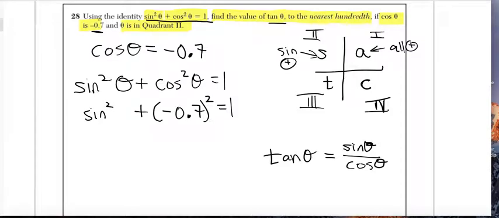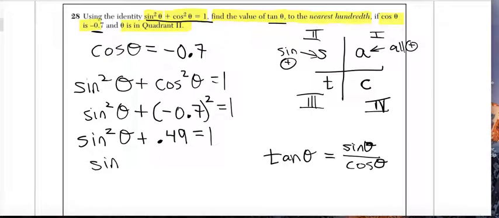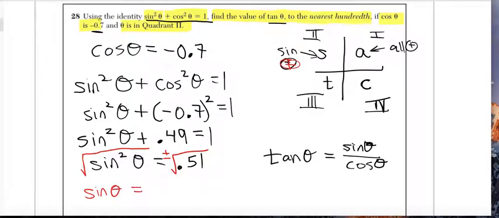All right. Now, what I want to do next is square negative 0.7, which if you were to put in the calculator, or if you know how to do it by hand, becomes 0.49. Okay? Then I subtract 0.49 on both sides of the equation. So I subtract it, and then 1 minus 0.49 is 0.51. Now, how do I get rid of the square? I have to take the square root. Usually we take positive and negative, but sine has to be positive in quadrant 2, so sine theta is going to equal positive square root of 0.51 in quadrant 2.